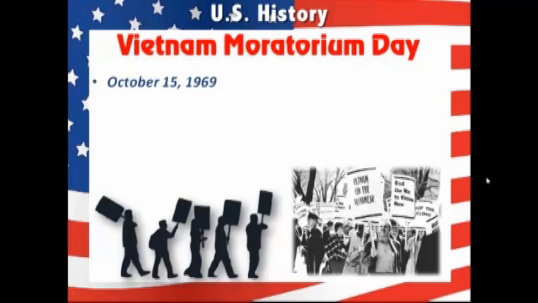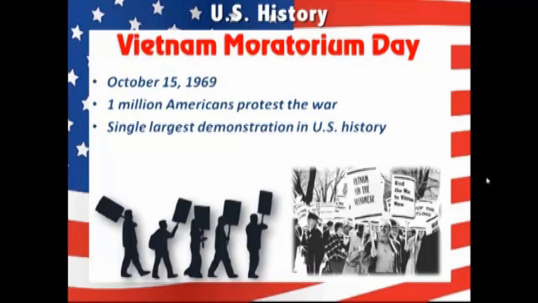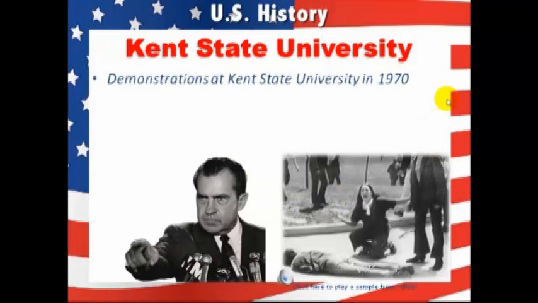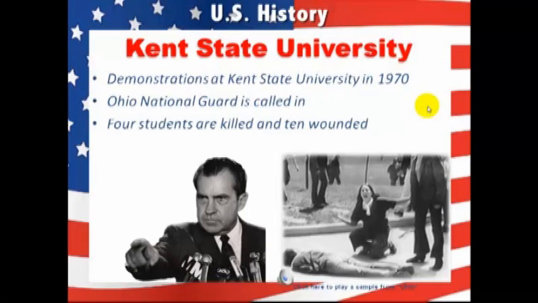Vietnam Moratorium Day. This took place on October 15th, 1969. 1 million Americans protest the war. This was the single largest demonstration in U.S. history, and college campuses at the time were divided. Then, looking at Kent State University, demonstrations took place there in 1970. The Ohio National Guard was called in, and through the chaos, 4 students were killed and 10 were wounded as the Guard opened fire on the protesters. Nixon calls the demonstrators bums.